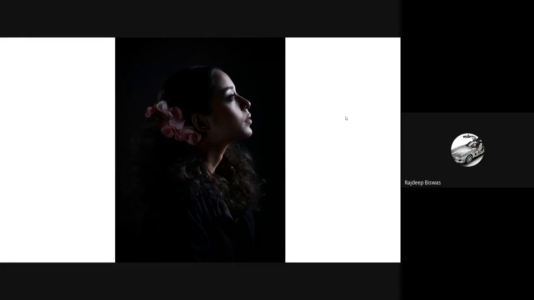Again, a profile portrait with catch light exactly at the center of the eye, and I used a fill light to detail the flowers, not the rest of the hair. If I would have given a uniform light for the flowers as well as the hair, then it would have diverted my attention.